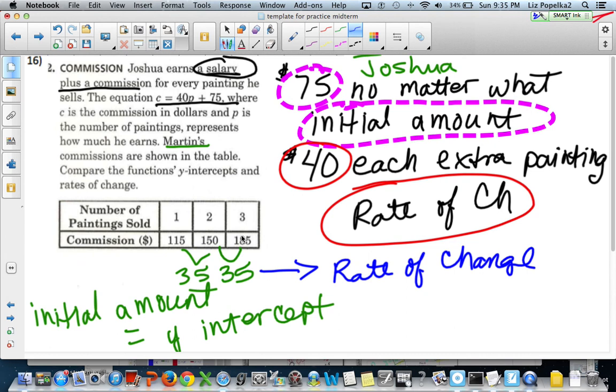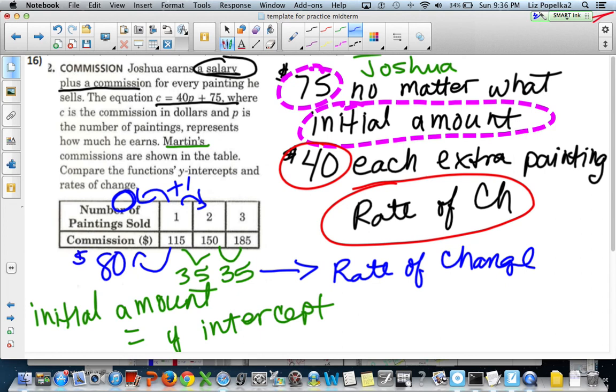Now, we got to figure out what his initial amount is. That is, what he gets even if he sells no paintings. Well, if every time this goes up by 1, the amount of money he makes goes up by 35, then we're going to assume the opposite. If this goes down by 1, so that he sells no paintings, this is going to go down by 35. So 115 minus 35 is 80.